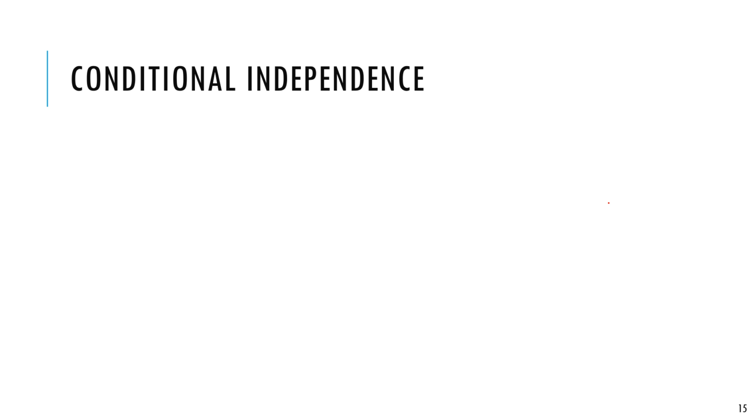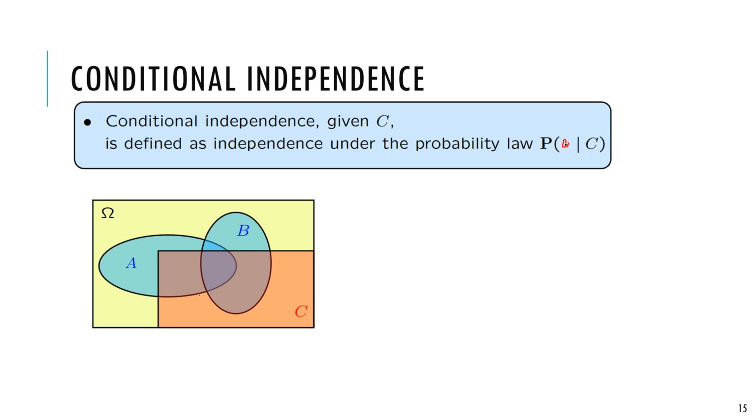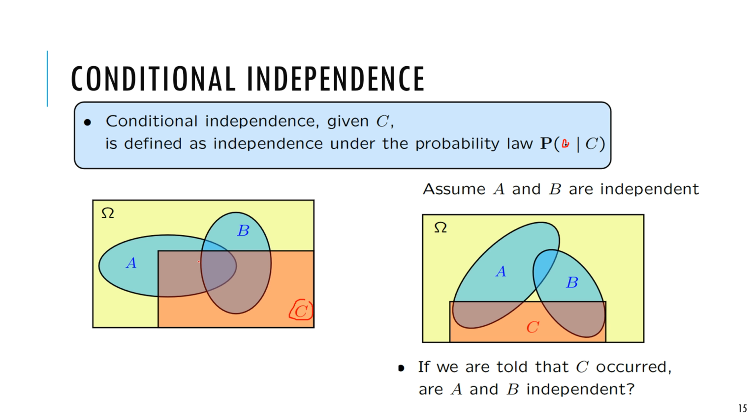The next topic is conditional independence. Conditional independence given C is defined as independence under the conditional probability law. For any events, for example here we have A and B and given C, are A and B independent? We assume that A and B are independent.